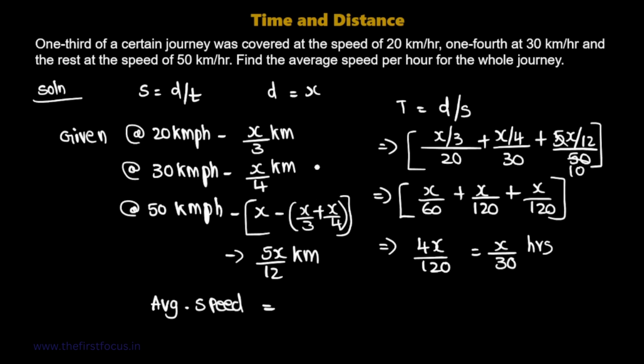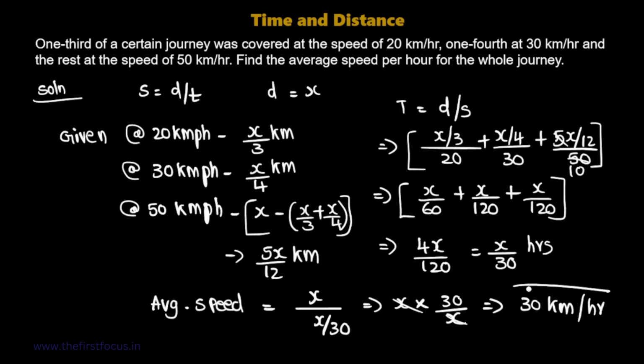The distance is x and the time taken is x by 30, which we can write as x into 30 divided by x. So the x will get cancelled, and the average speed for the entire journey is 30 km per hour.